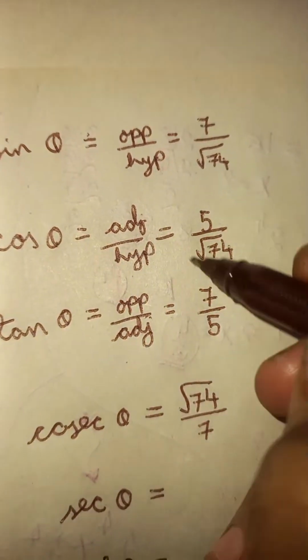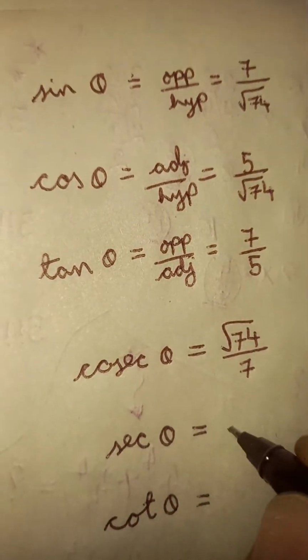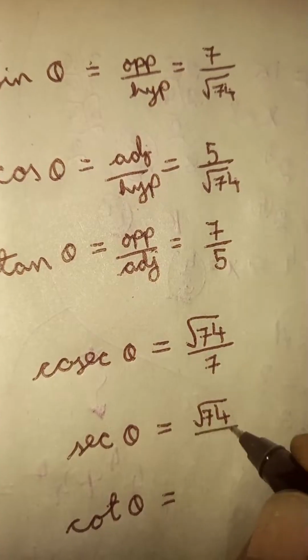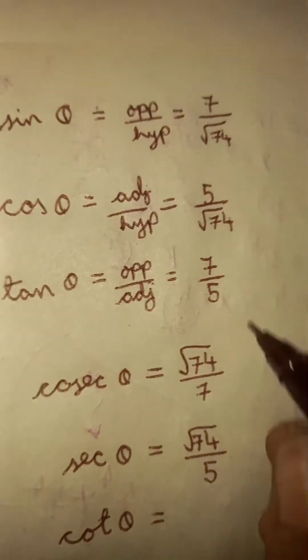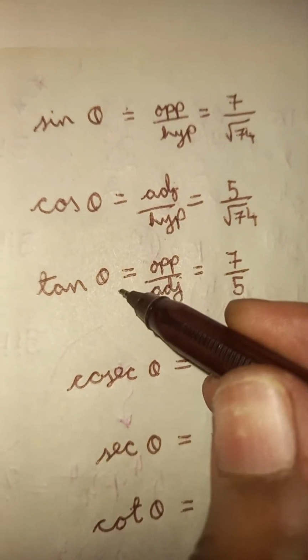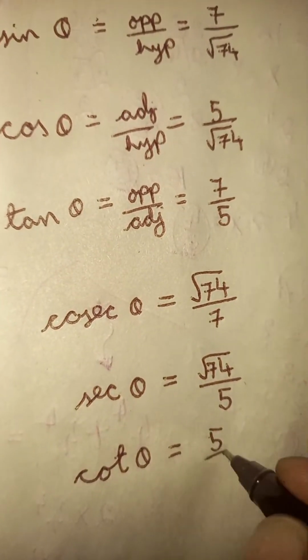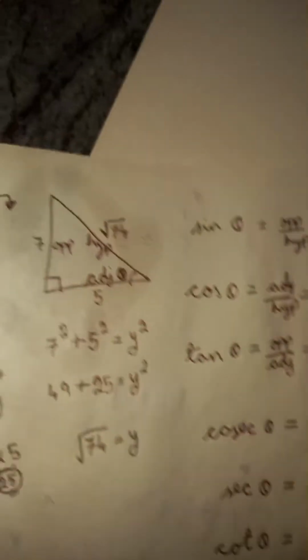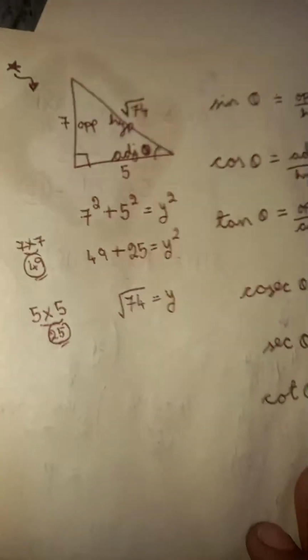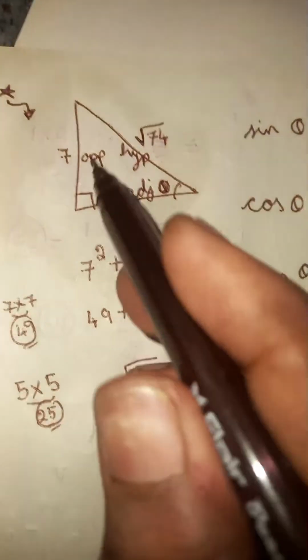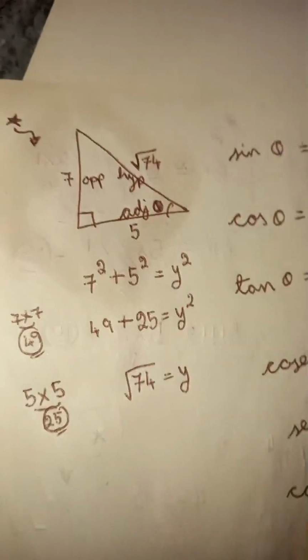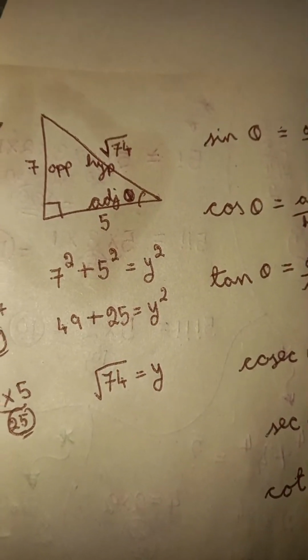Now cos theta here is 5 by root 74. Secant theta becomes the reciprocal, root 74 by 5. Cot theta is also a reciprocal. In tan theta it is 7 by 5, so cot theta becomes 5 by 7. These are the basic trigonometric ratios. Now after solving these basic trigonometric ratios, you're going to get many other formulas from them.